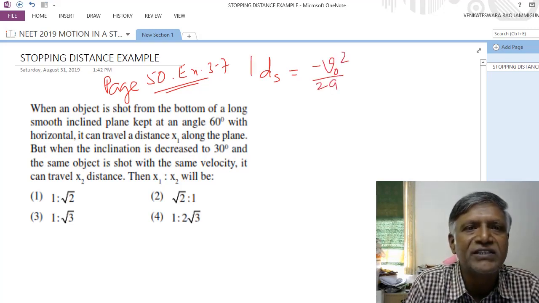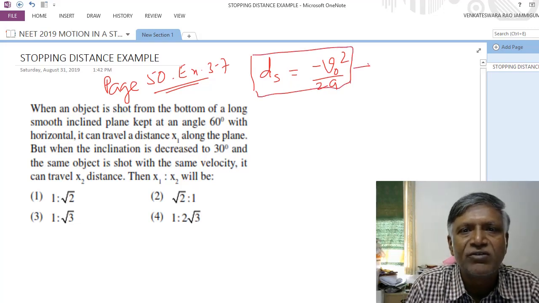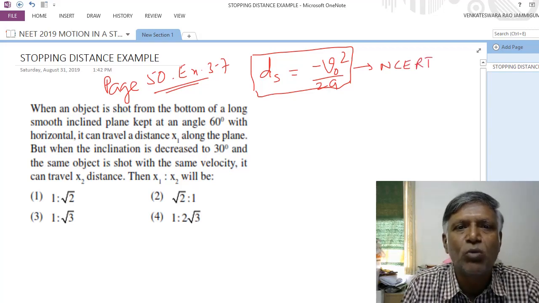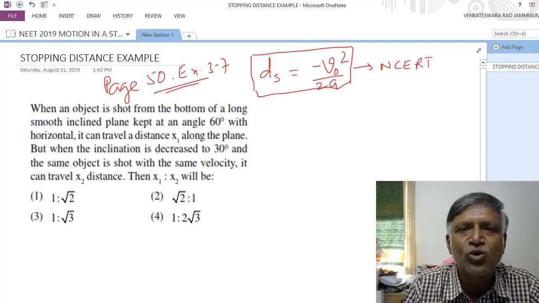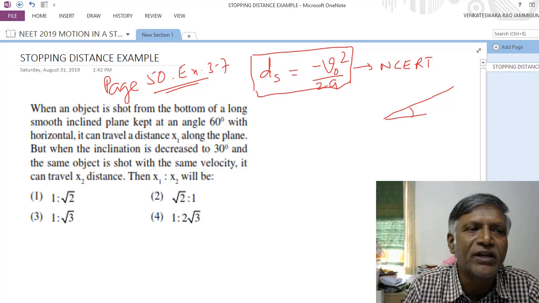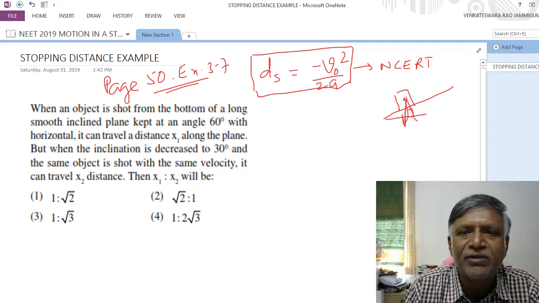This formula is given in the NCERT text. So this formula is derived or given in NCERT, and based on this, one problem is given to us. Here the question is about a body traveling along an inclined plane. See here, if the object is here, g will be downwards, and this angle will be theta.